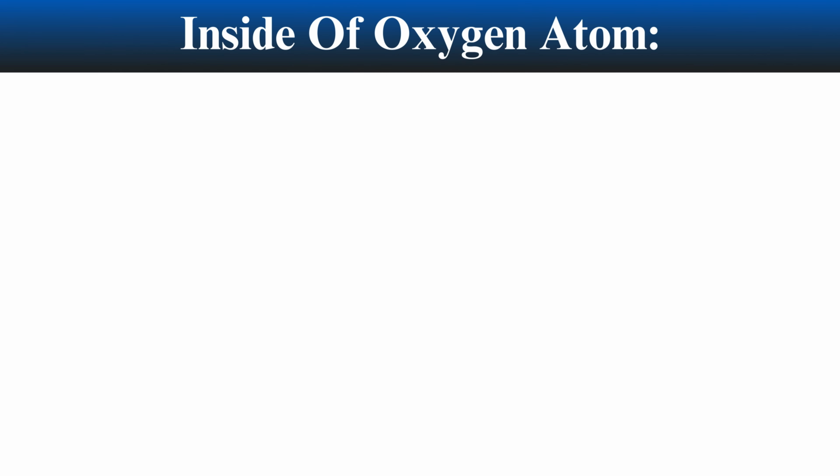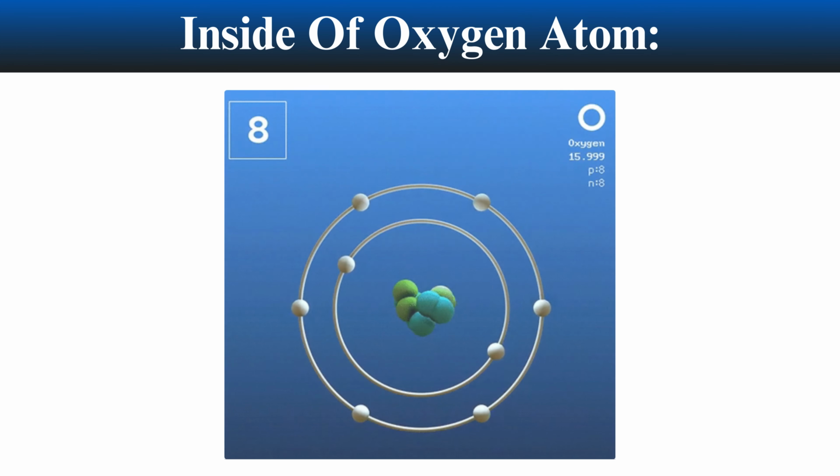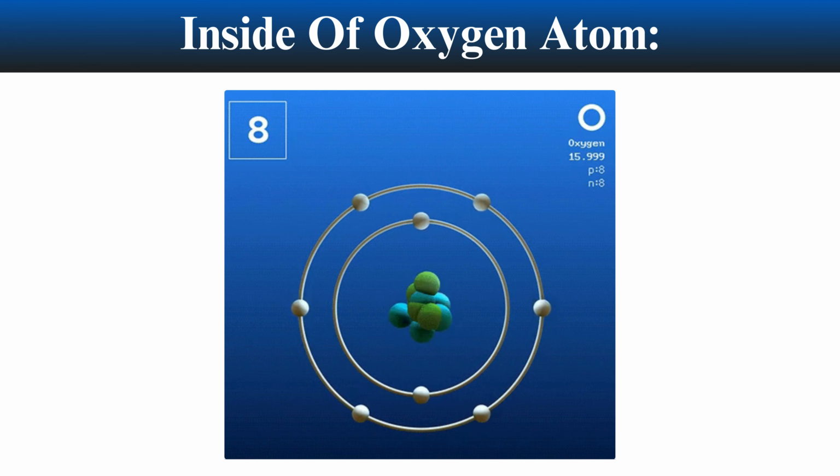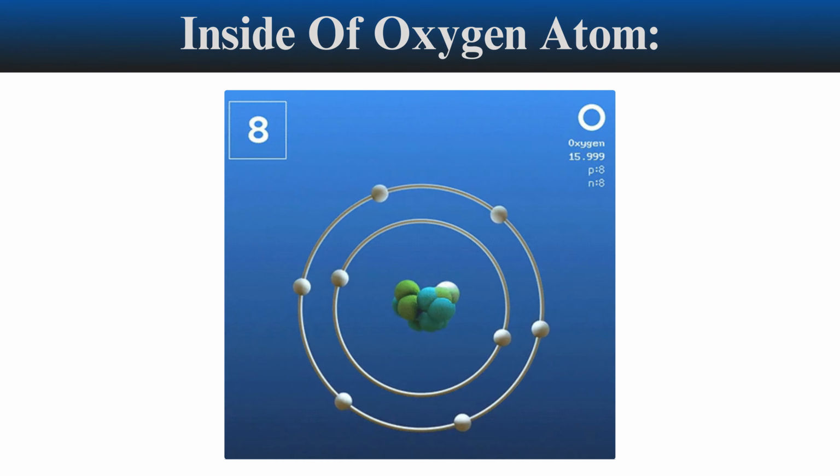Inside an oxygen atom, you can see the center part containing neutrons and protons, and the electrons are present in the shells: 2 in the first shell and 6 in the other shell. So we can say that 8.